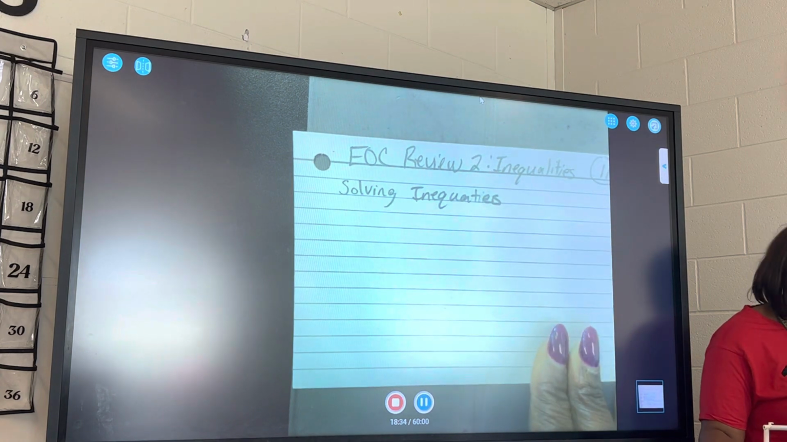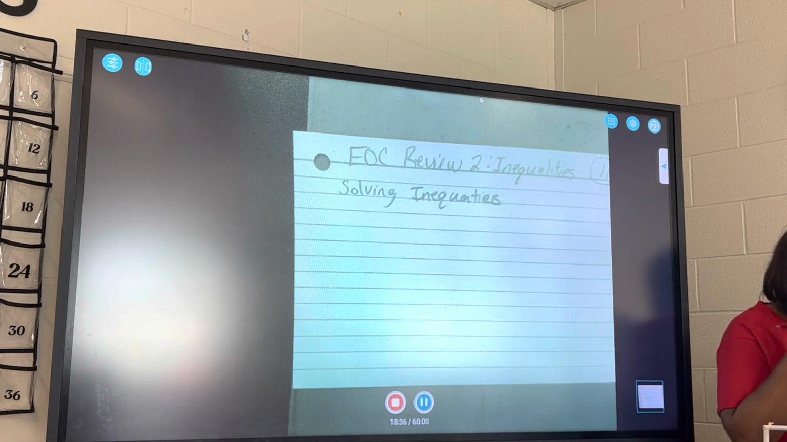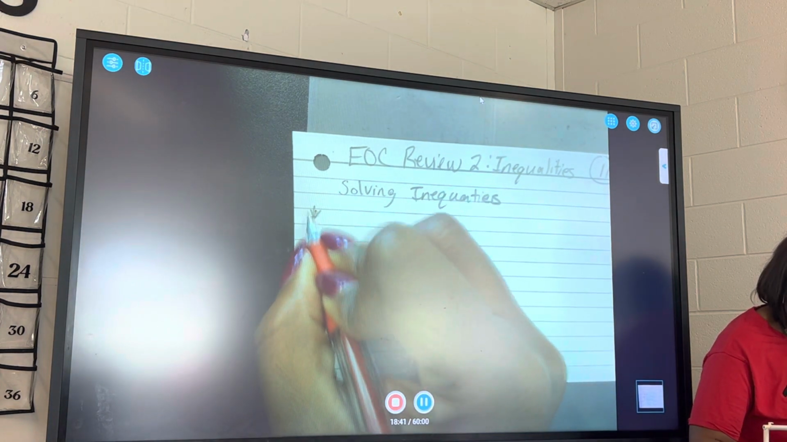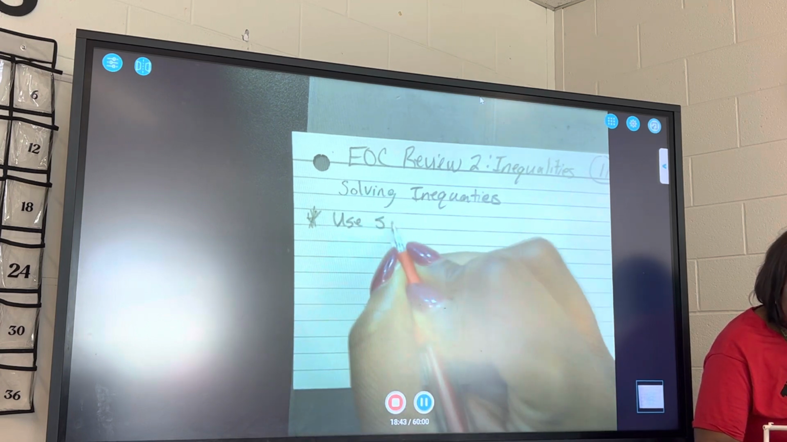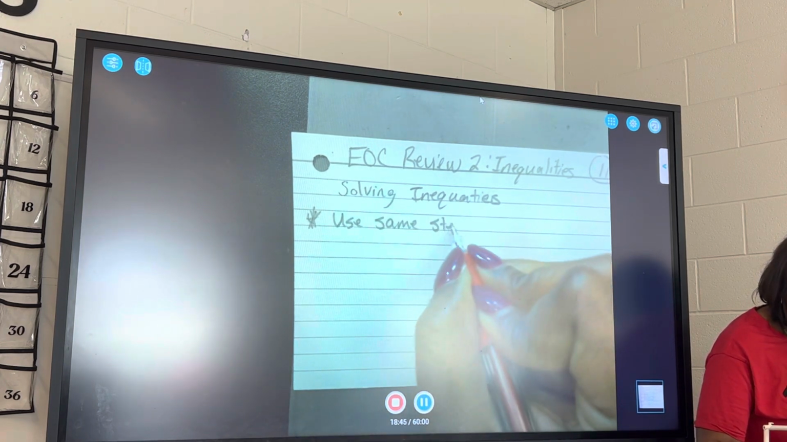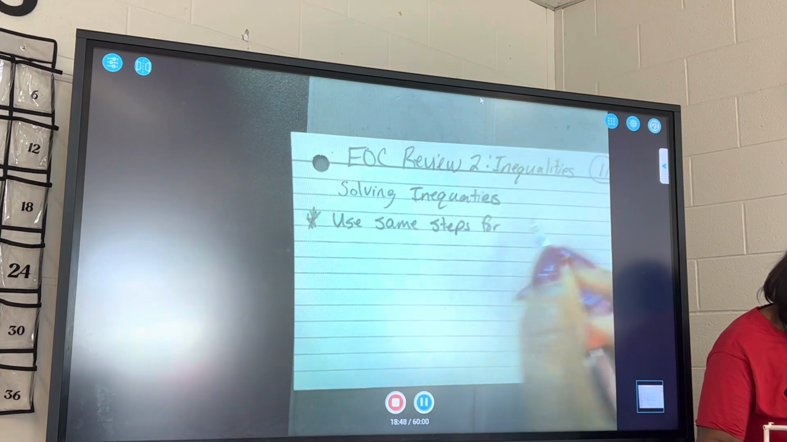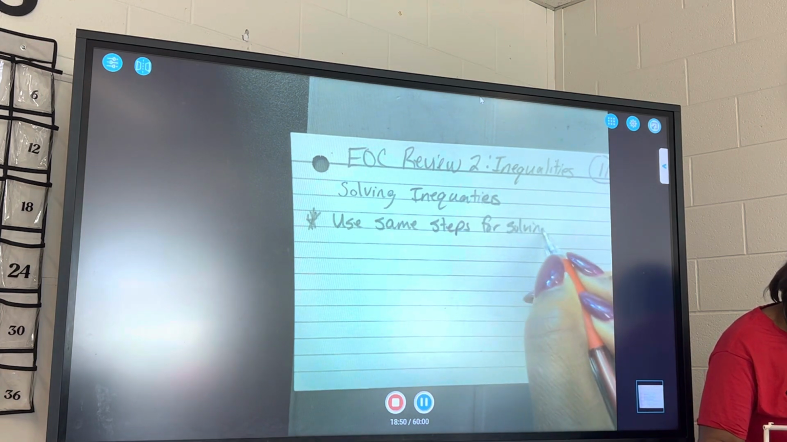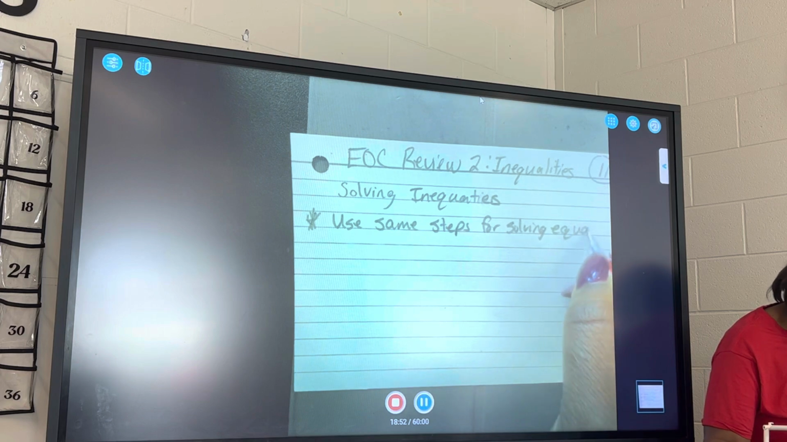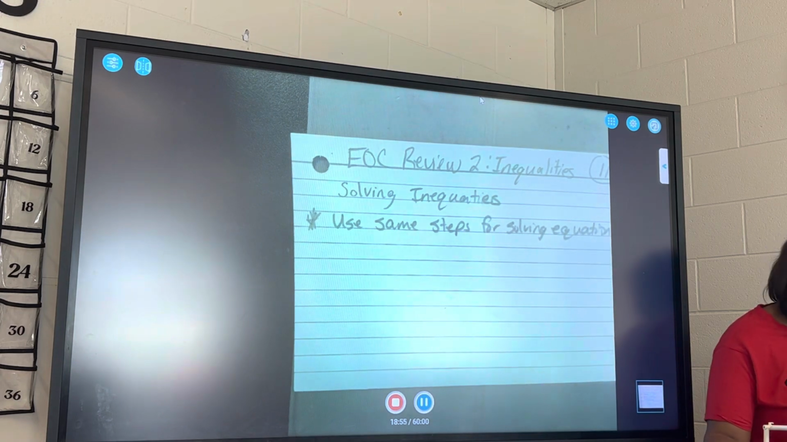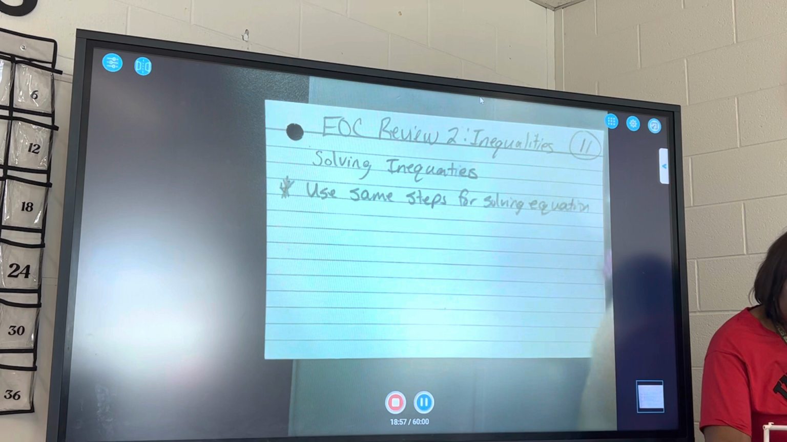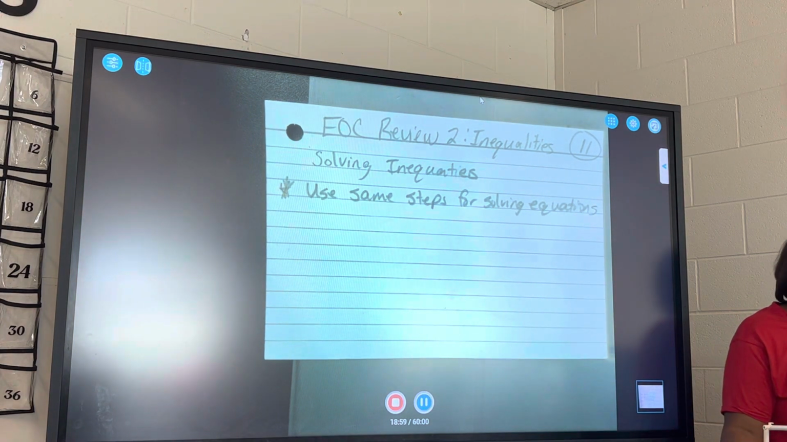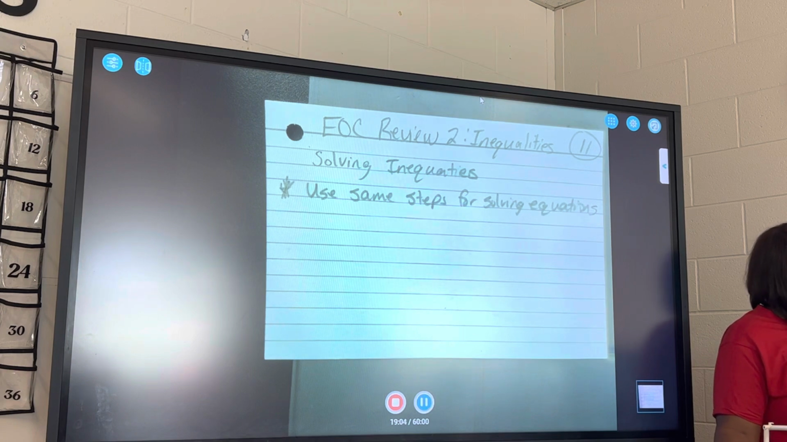When you're solving inequalities, you're going to use the same steps for solving the equation. That's why we wrote the steps for solving the equation. So star, use same steps for solving equations. The only thing that's going to be different is you're going to flip the sign. If you multiply or divide both sides by a negative number, you flip the inequality.